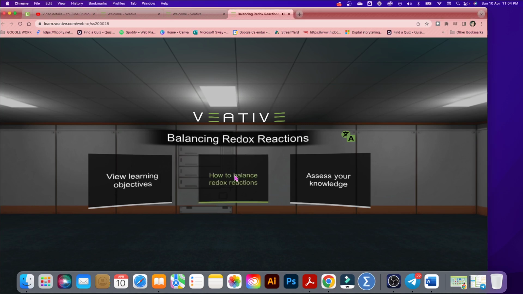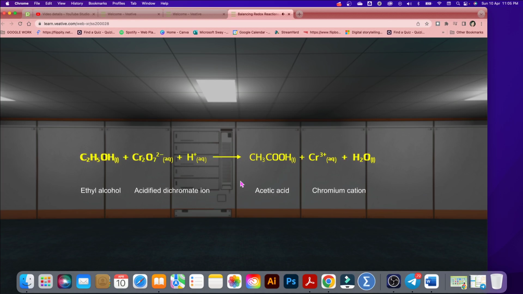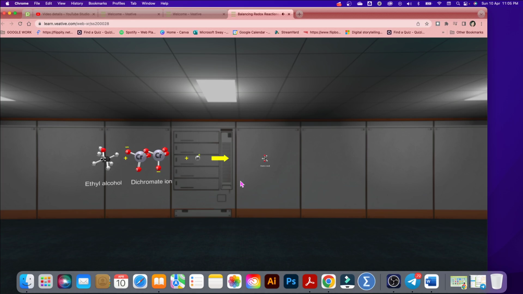How to balance redox reactions. Let's consider the unbalanced redox reaction for the oxidation of ethyl alcohol to acetic acid in the presence of acidified dichromate ion. Balancing redox reactions by the half reaction method. We follow 6 steps to balance a redox reaction by the half reaction method.